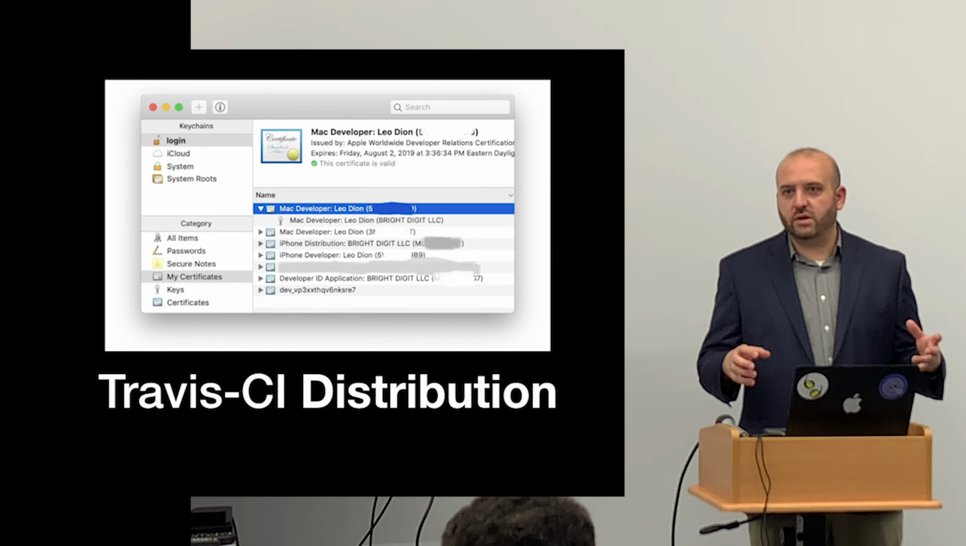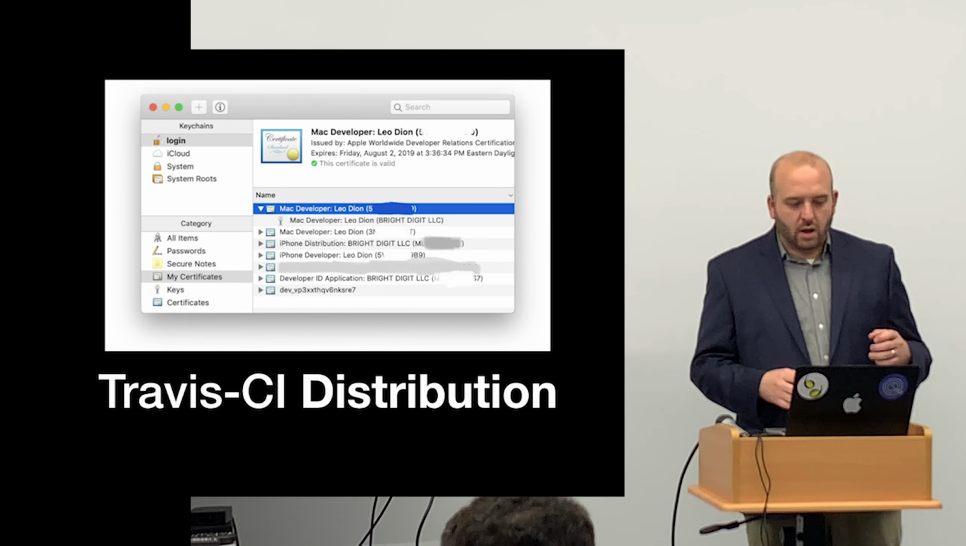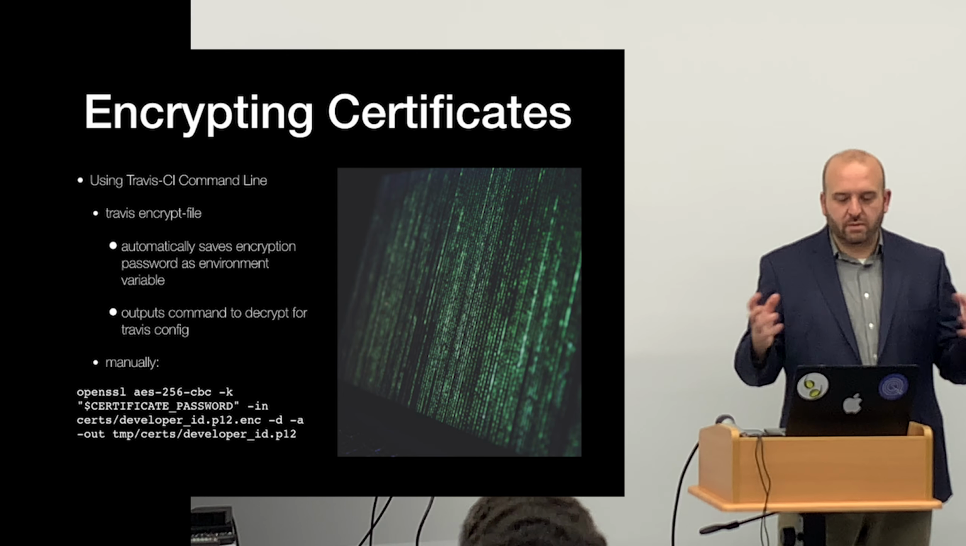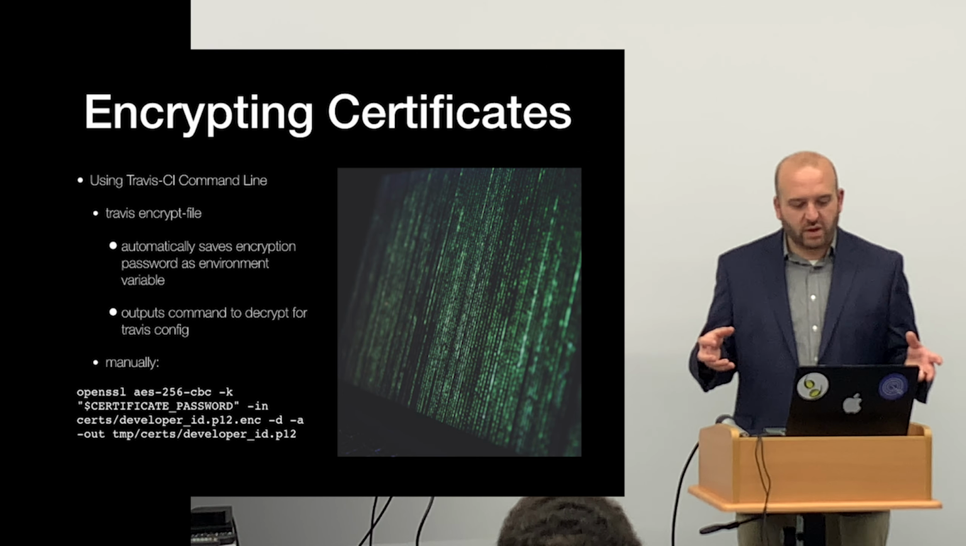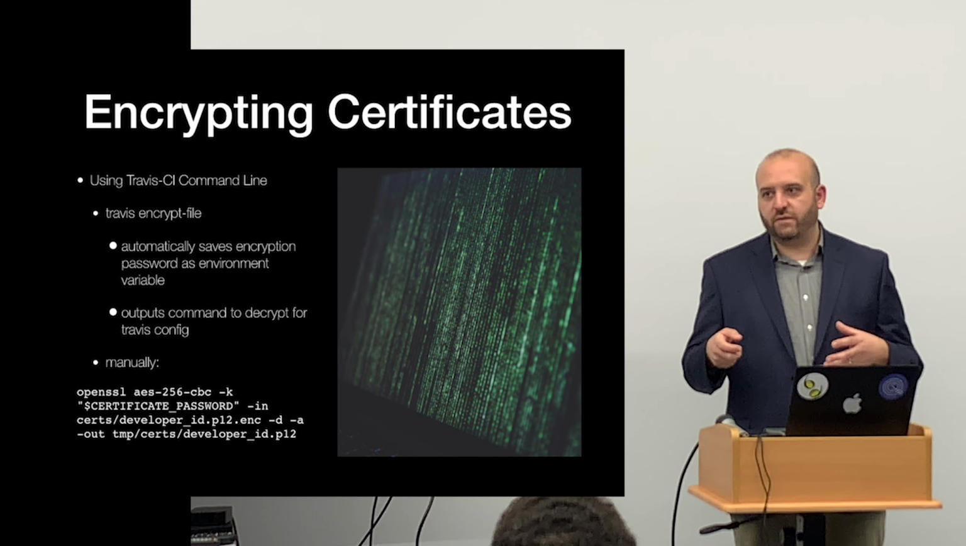So once you've exported your certificates and your keys, Travis has a command line tool that you can download and install, or you can do it manually using OpenSSL, and you then export the file. If you use the Travis way, it will automatically save the password that's used to decrypt the file within Travis CI's environment, so you don't have to do that yourself. If you do it manually, you're going to have to grab whatever certificate password you use and save that to Travis CI within the web interface.